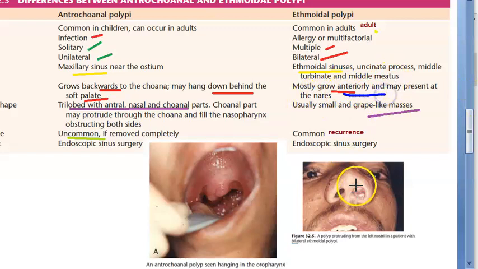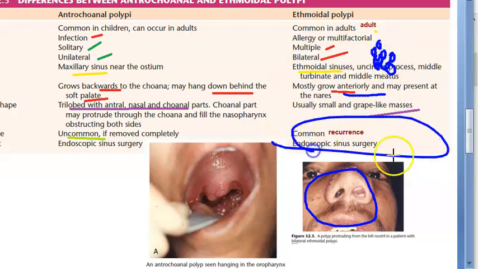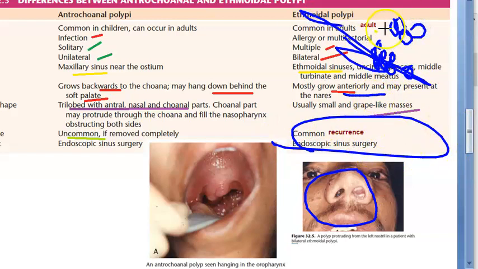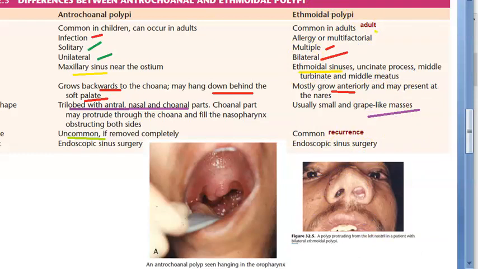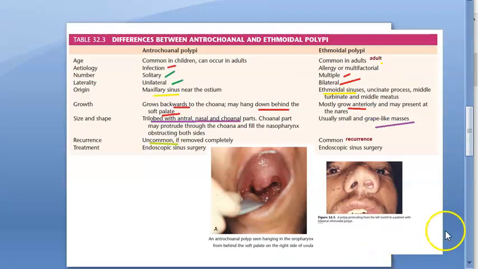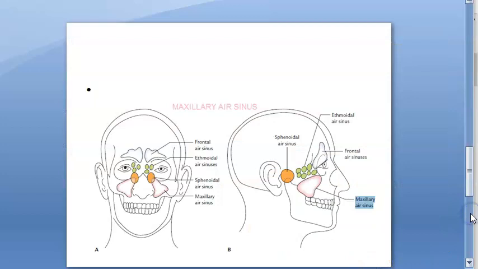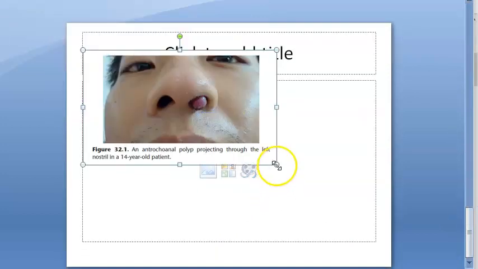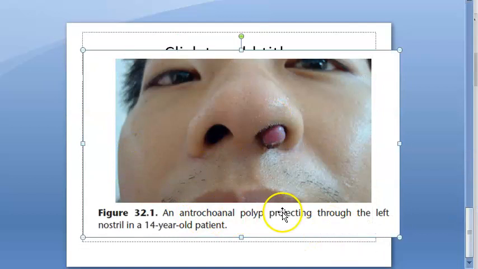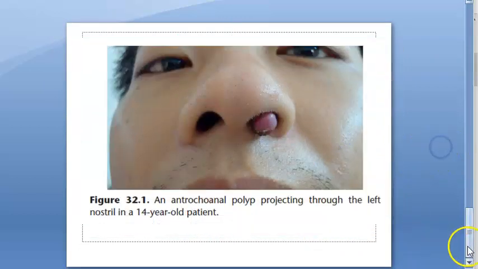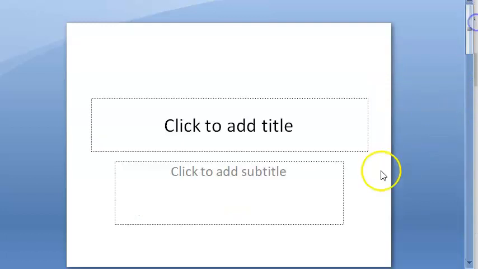They grow anteriorly and they're present in the nares, as you can see here. They're usually small and grape-like masses, obviously, right? Because they are multiple. The problem is they will recur. If you remove them, again they'll grow nicely. And how will you treat? Endoscopic sinus surgery. As simple as that. FESS surgery. So you have seen this photo. What is this photo here? This is an antrochoanal polyp, but it has come out anteriorly. Actually, it should be hanging from the soft palate backwards, right? So no need to confuse with this photo.